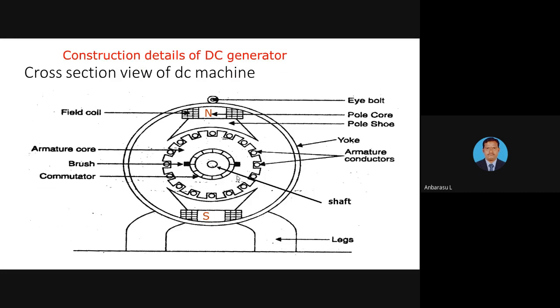This is a cross-sectional view of a DC generator. Here is the yoke. It is used to cover the inside part of the machine, and also to distribute the magnetic flux. This is the pole core, pole shoe, and field winding. Here the minimum number of poles, north and south poles, are present.